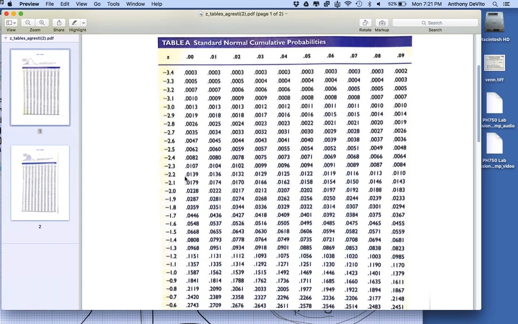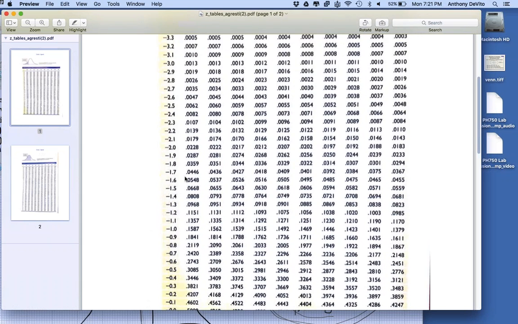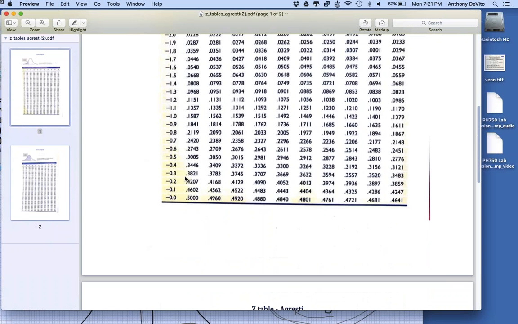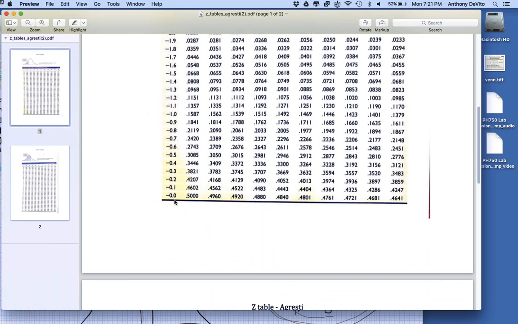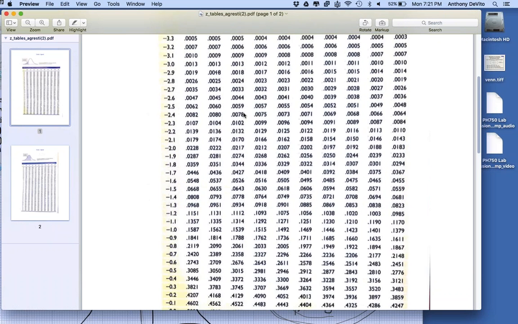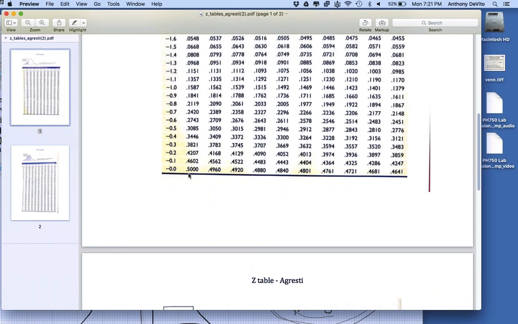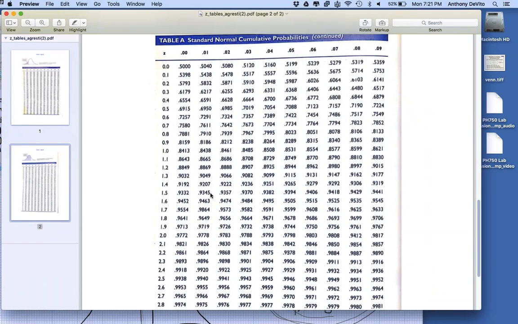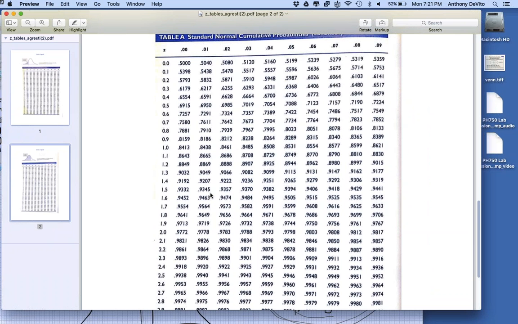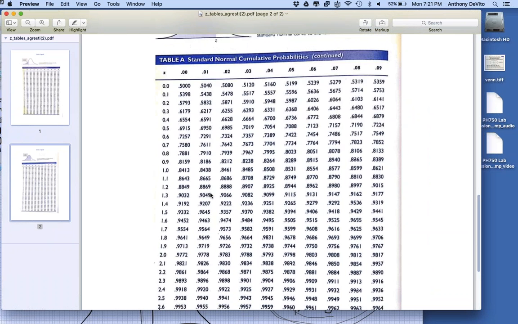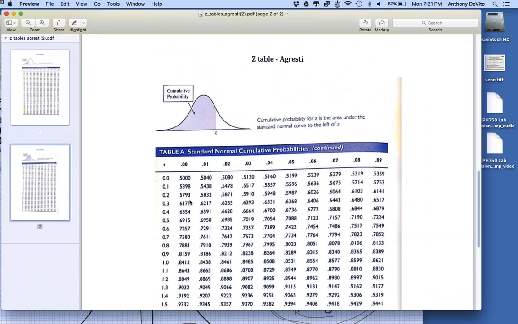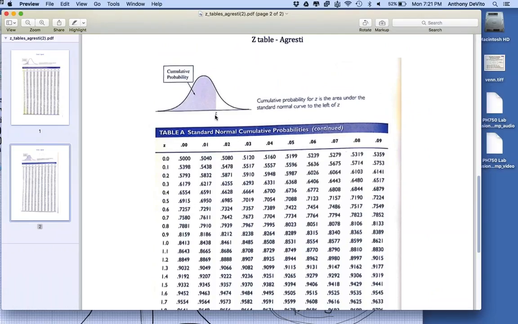So this part of the table is all the negative z numbers. And when I get to the mean, it's 50% below the mean, right? You can see it right there, 50%. And this area represents the areas to the right of the mean. So all of these represent values that are above 50%, right? And they shade it for you, so you know this table. If you look up the z-score here, it represents the area to the left of that z-score.